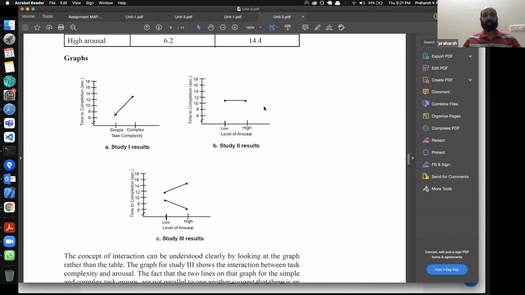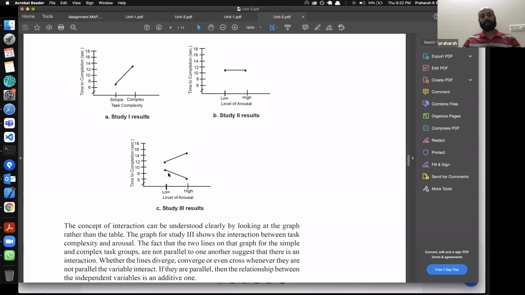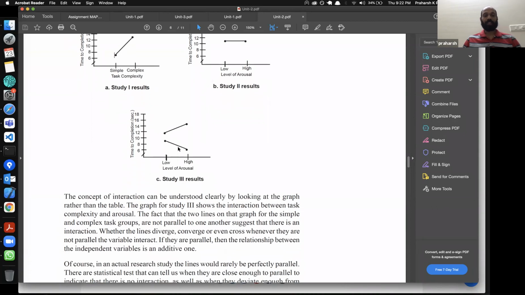Looking at this, you know immediately that there is nothing much change in the time of completion depending on the level of arousal. It's very easy to understand this, right? But the time changes drastically when the task complexity on its own changes. Also, when both these parameters are changed together, then you get something like this. So it's easy to understand from this how these changes happen.